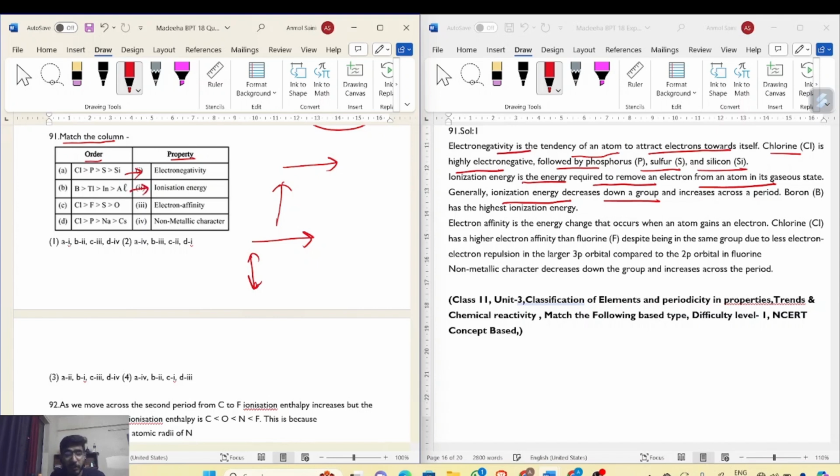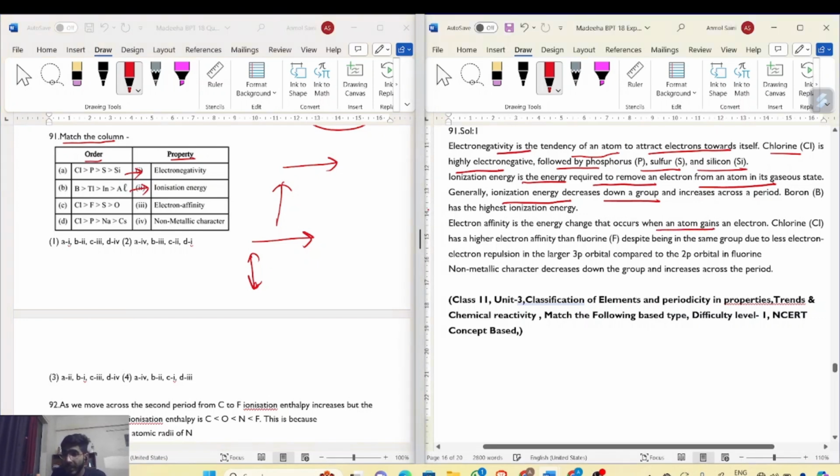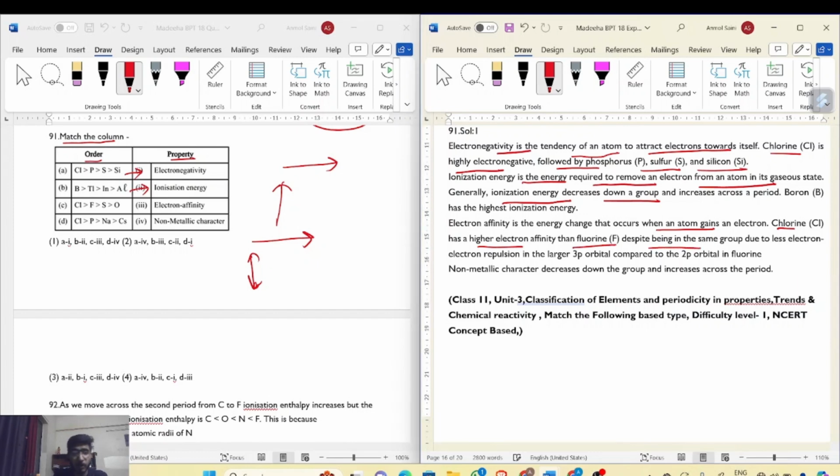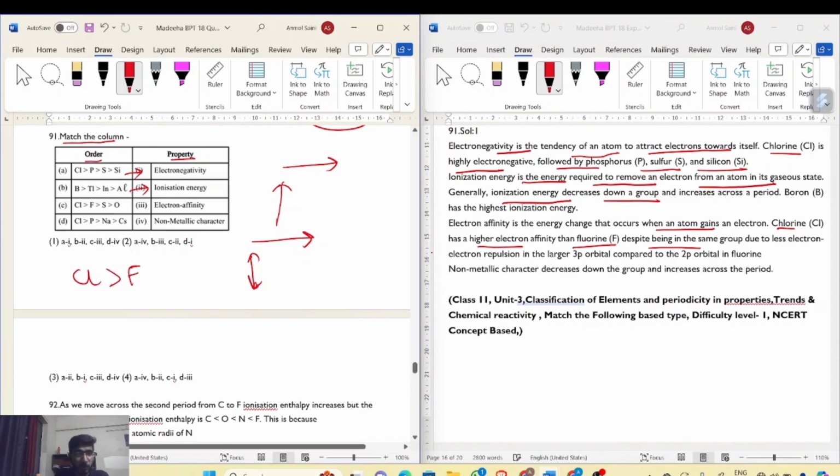Now, electron affinity. Electron affinity is the energy change that occurs when an atom gains an electron. Chlorine has a higher electron affinity than fluorine despite being in the same group. We know there is an exception: chlorine has a greater electron affinity than fluorine. So this order is also correct. Generally, electron affinity increases from left to right and decreases down the group, but there is an exception in chlorine and fluorine, where chlorine has higher electron affinity than fluorine.